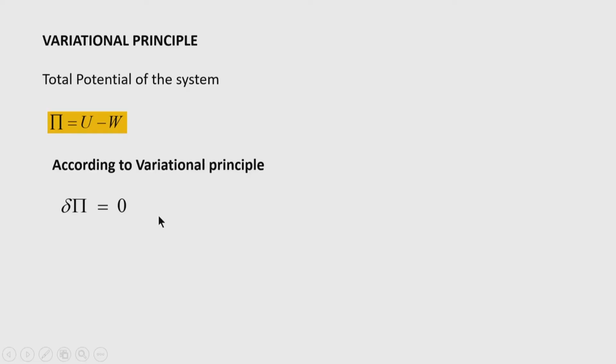In some cases it may be complicated also, but for problems which have complicated boundary and loading conditions, the variational principle, that is del pi equal to 0, yields the differential equation of equilibrium as well as the boundary condition. So, this equation simultaneously gives the differential equations of the equilibrium as well as the boundary condition.